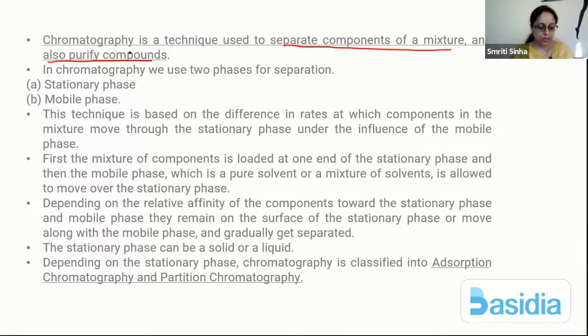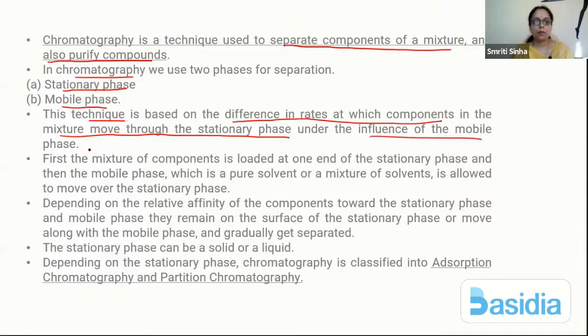It is even used to see or identify whether the compound formed in a reaction is pure or not. In chromatography technique, there are two phases. One is the stationary phase, the other is the mobile phase. As the name says, stationary phase is the non-movable phase, mobile phase keeps on moving. This technique is based on the principle that there is a difference in the rate at which components of a mixture move through the stationary phase under the influence of the mobile phase.